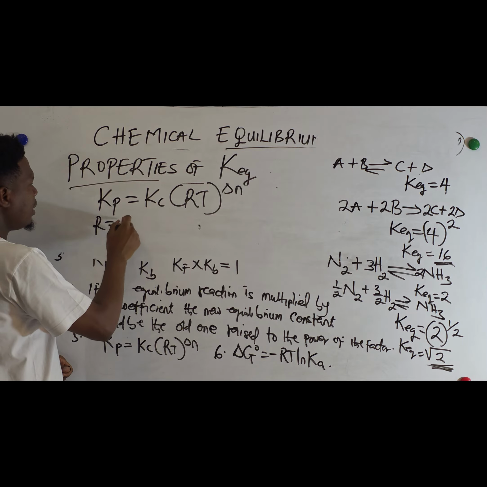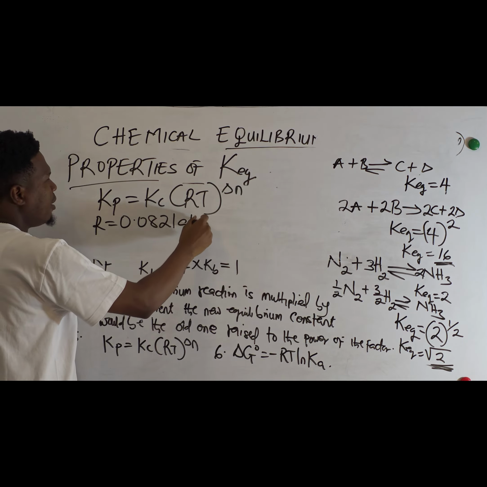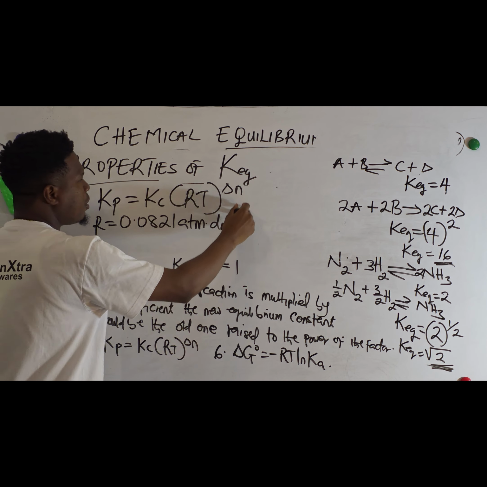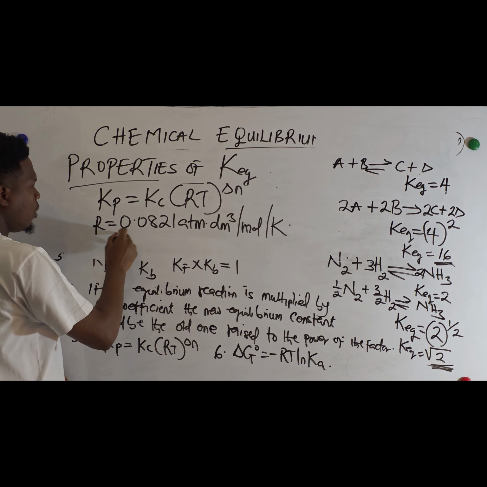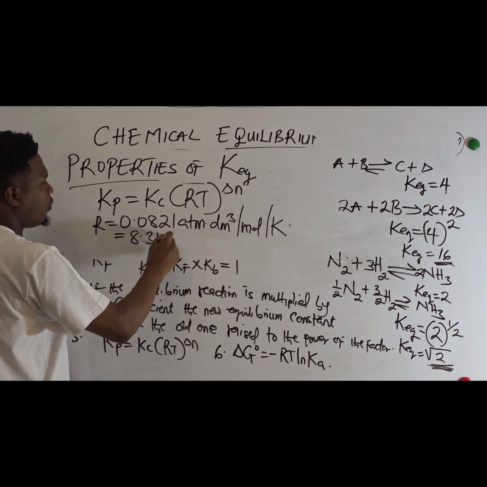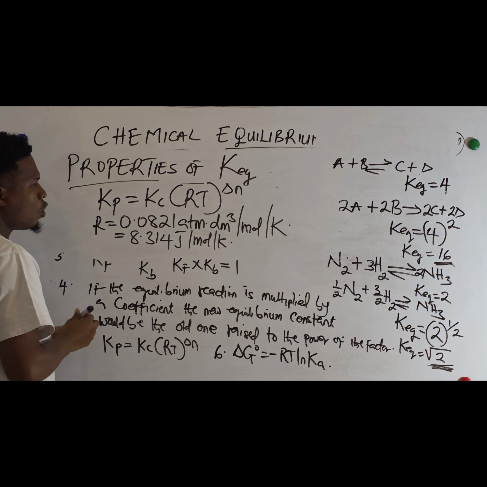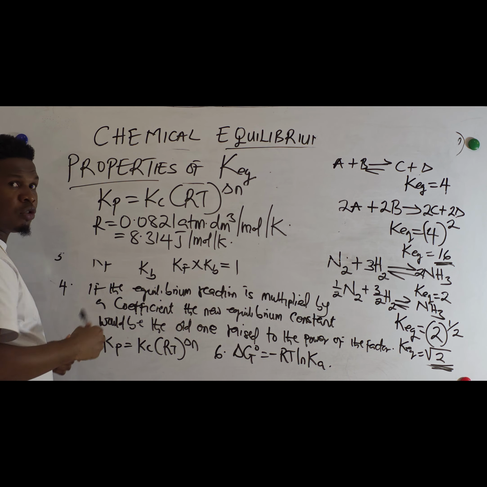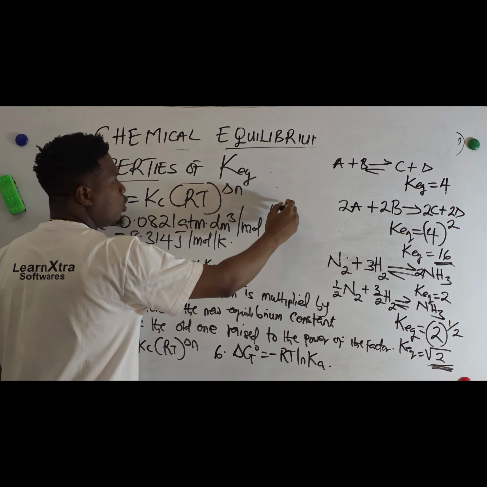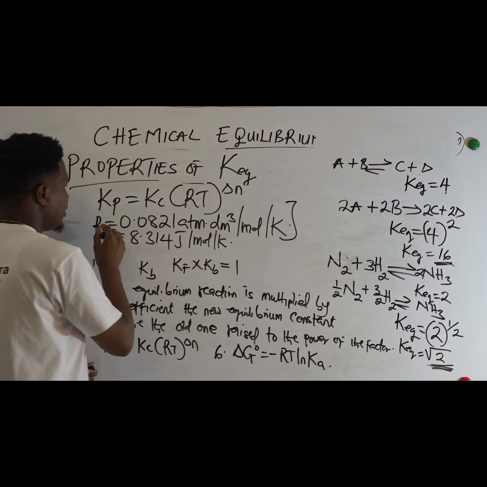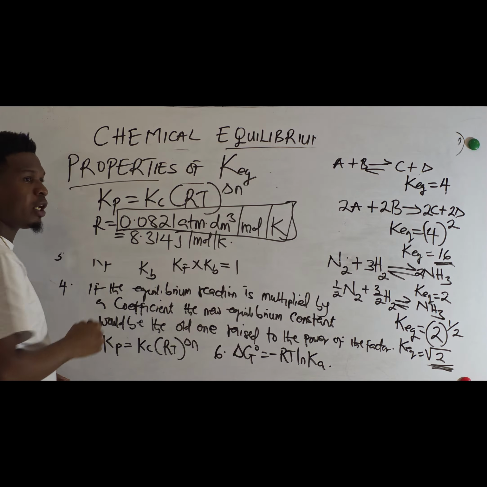This is the equilibrium constant in terms of pressure, and the equilibrium constant in terms of concentration. The R is either going to be 0.0821, remember the unit is atm dm cube per mole per Kelvin, or you can also use 8.314 joule per mole per Kelvin. Most of the calculations you will be solving in this course, you will be expected to use more of this one, because this one will suit the unit you are working with.